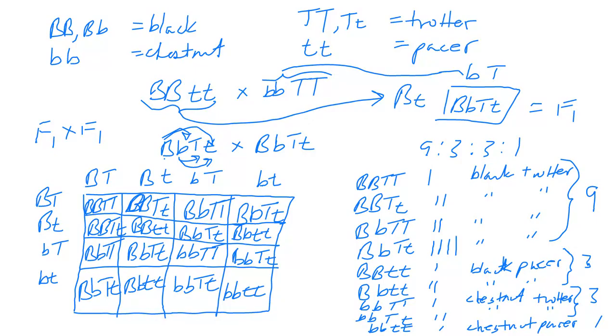So what I did was just, as I was filling in the table, I wrote the unique genotypes, and then I marked out how many of them there were. All the unique phenotypes, and then how many times they occurred in that table. And then I wrote out the phenotypes for all those individuals, and then added up how many of them there were. There are 9 black trotters, 3 black pacers, 3 chestnut trotters, and 1 chestnut pacer. 9 to 3 to 3 to 1 is our phenotypic ratio.